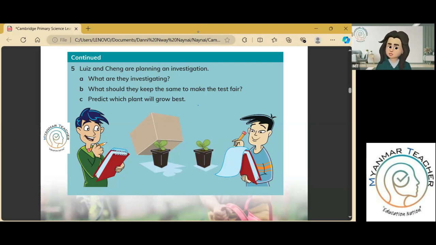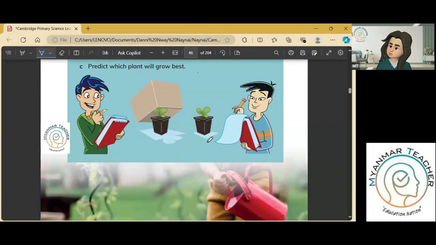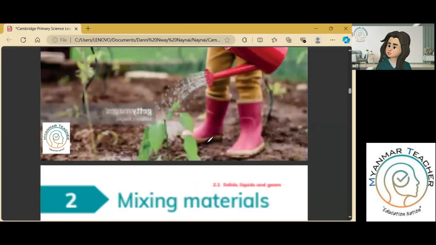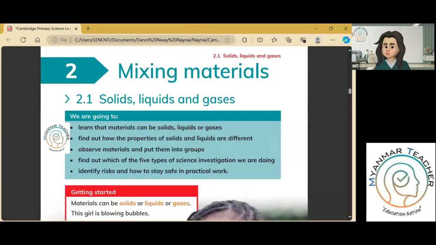Number C. I'm gonna give you 5 seconds. The question is, predict which plant will grow best. The answer is the plant in the light, because plants need light, water, and carbon dioxide, which is important. Okay, and we're finished with all of Unit 1.4.